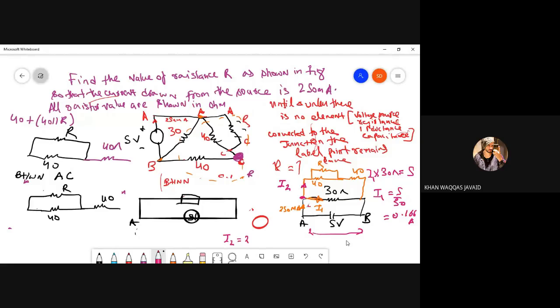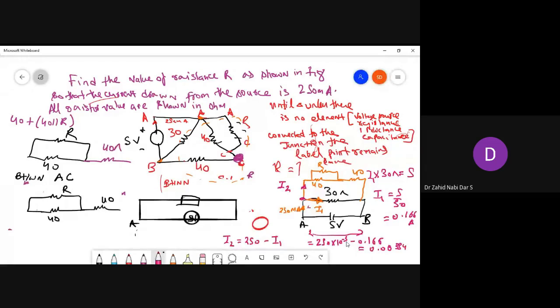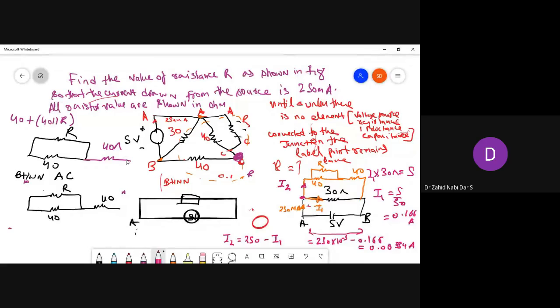Now, similarly, what would be the value of I2? I2 value is 250 minus I1. So 250 into 10 power minus 3, because it's in milliamperes, minus 0.166. So this happens to be around 0.08334 amps. Now what is the value of V across this? Across this also V will remain the same. V will remain 5 volts only because it's in parallel. So this is I2 into R. So you calculated the I2 value.